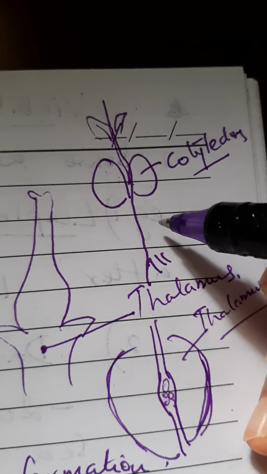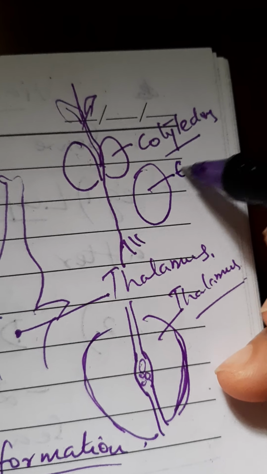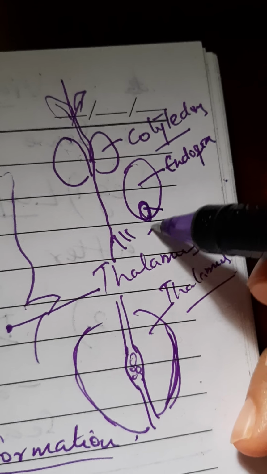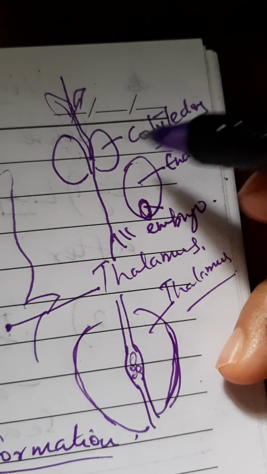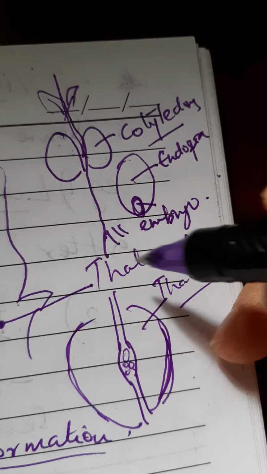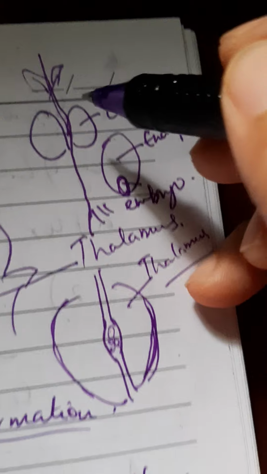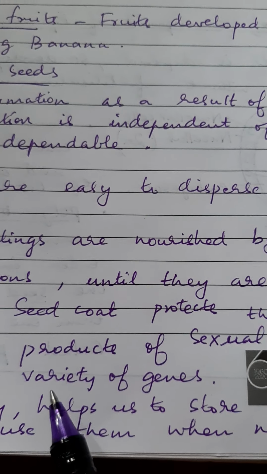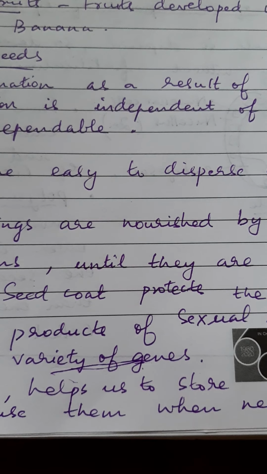Similarly, the endosperm present within the embryo sac will also help the embryo to nourish during the earlier stages. So both endosperm as well as the cotyledons can help in the nourishment of the young plants before they are capable of doing photosynthesis. That is why seeds are beneficial to the plants. And one more thing is that seeds can help in creating a variety of genes. Why? Because they are the products of sexual reproduction.